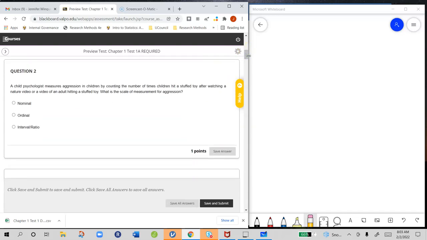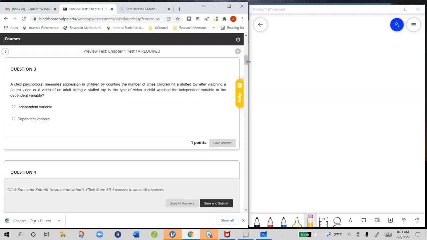Right. Question 2, we're looking at the same variable. Now we're looking at whether the scale of measurement is nominal, ordinal, or interval ratio. Okay. So since we're looking at the number of times children hit a toy, this is interval ratio data. We have categories, the categories are in order, and the distances between the different categories are all equivalent, right? The distance between a 1 and a 2 is the same as the distance between a 3 and a 4, right? That makes it an interval ratio scale of measurement.